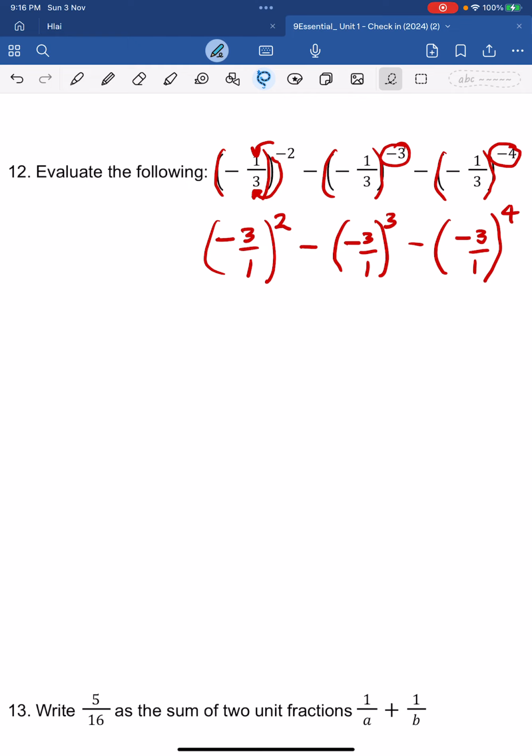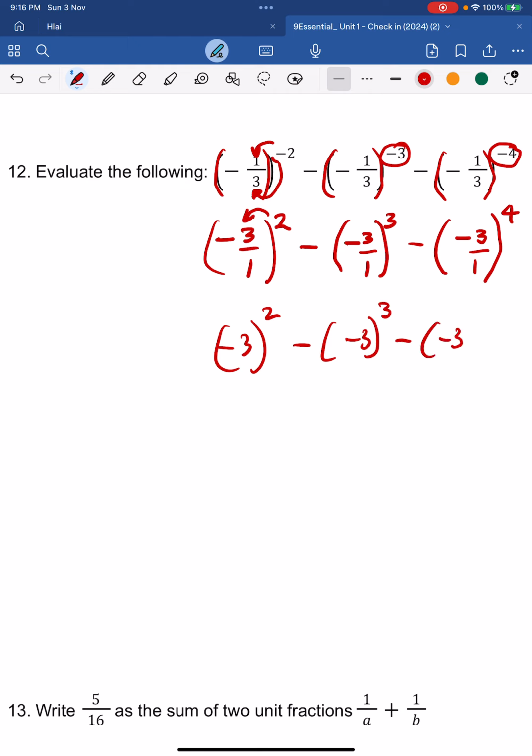Okay, now I'm going to distribute the power of 2 to the numerator and the denominator. Oh, in fact, does it even matter? Because I think you can see an easy way, because if we look at this number now, isn't negative 3 divided by 1 just negative 3? So that might make things simpler. So this is negative 3 squared, subtract negative 3 cubed, subtract negative 3 to the 4.